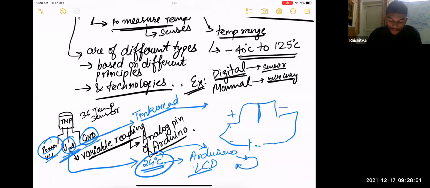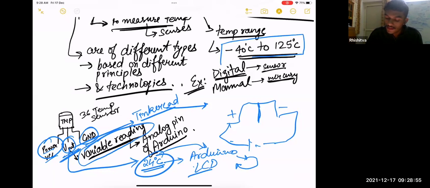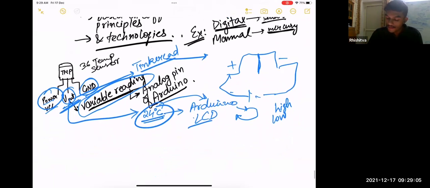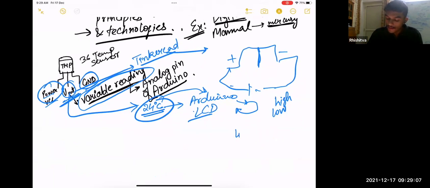It will be a variable reading, as it can measure temperature from -40 degrees Celsius to 125 degrees Celsius. It will not be a binary value, high or low, like we have for an LED. An LED takes a digital value. Why does it take a digital value? Because the LED can light or glow, and it can get dim. So these are the two values that you can use. Let's say you use a potentiometer that gives a variable voltage.